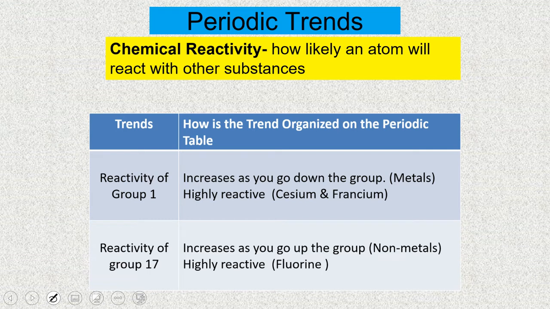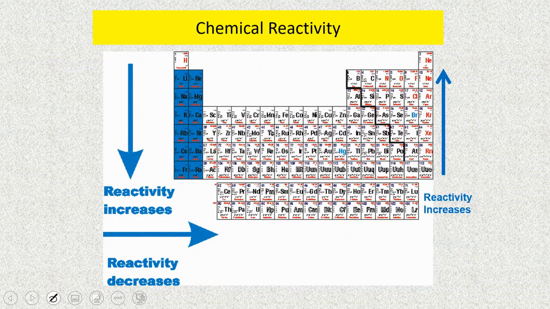Okay, we talk about reactivity. It's how likely it will react with other substances. It's really important to understand. Group 1 is going to be very reactive. This is the highly reactive metals. And group 17 is highly reactive nonmetals. Okay, remember they bond with each other.